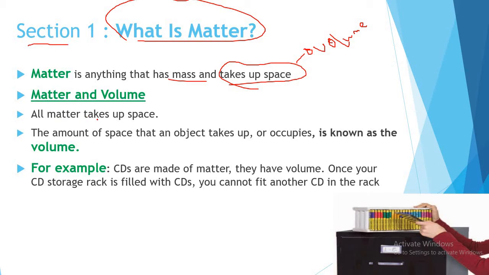All matter takes up space. The amount of space that an object takes up or occupies is known as the volume. So volume means the amount of space that an object takes up or occupies. For example, CDs are made up of matter. CDs are matter. They have volume.